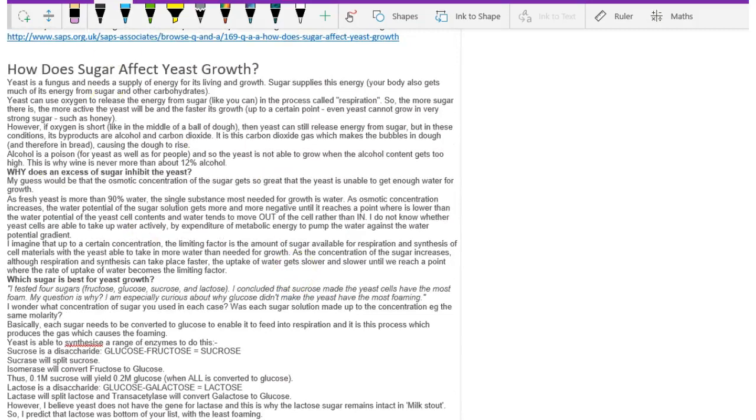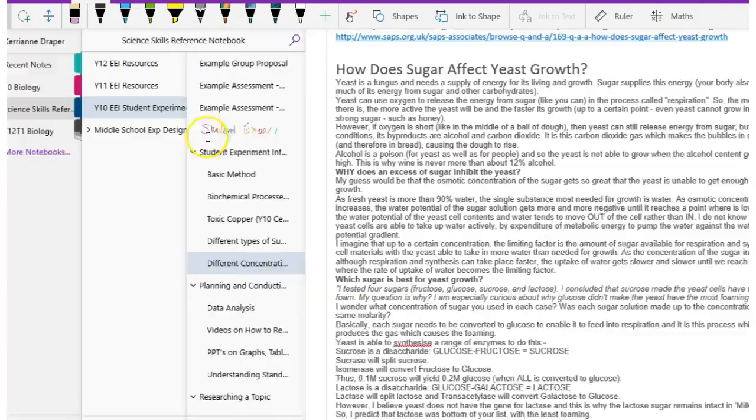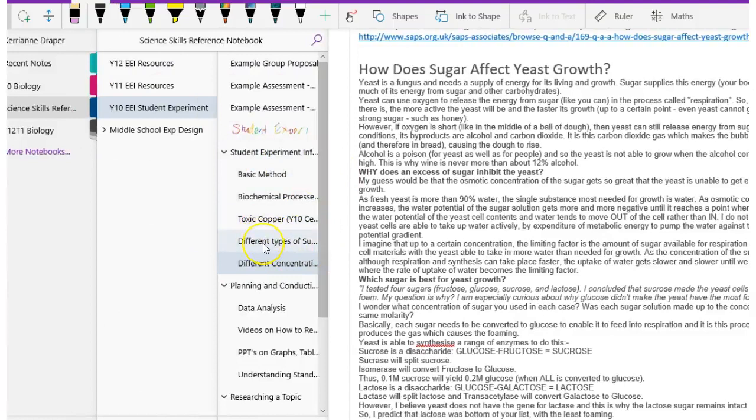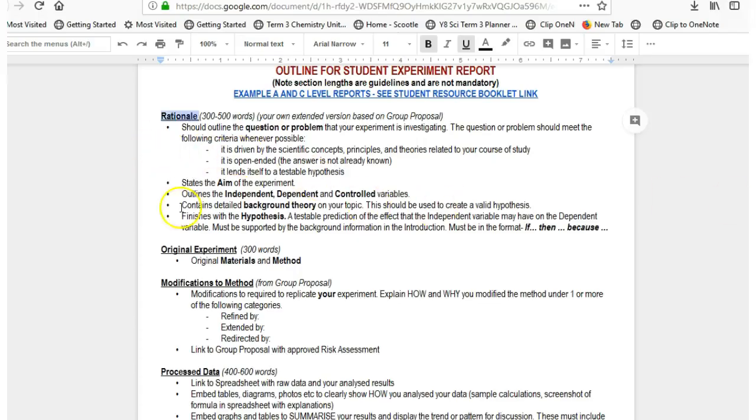You've already been given the basic theory to this, guys. You just had to actually talk about it in your rationale. So all of this is in here, has been since the beginning. I want you to go through it and read up on it. So that is essentially what you need to do for your rationale.